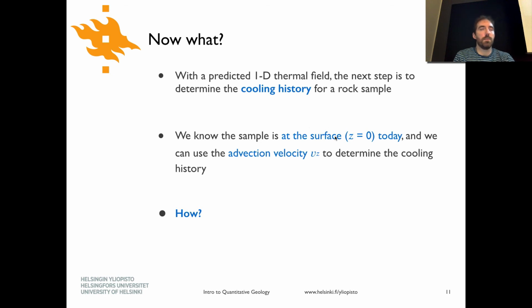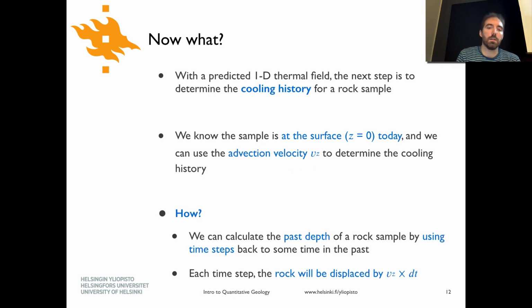And we know the surface sample that we collect at the Earth's surface today might be at some depth like z equals 0. So if we assume there's no topography, we'll just say it's a flat Earth, not like the Earth isn't round, but like the surface is flat. Then we'll just say z equals 0 as our reference point for where our rock sample is collected. And we have this velocity of advection that we can use then to calculate a cooling history.